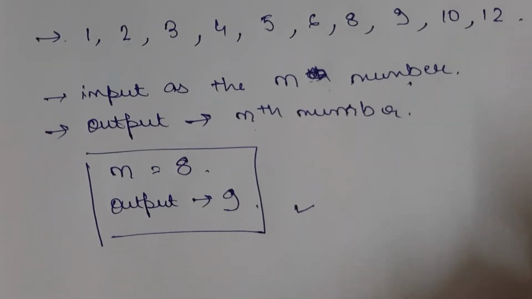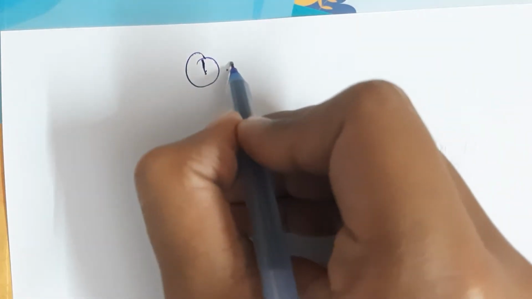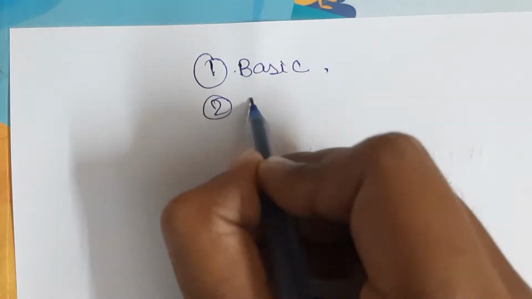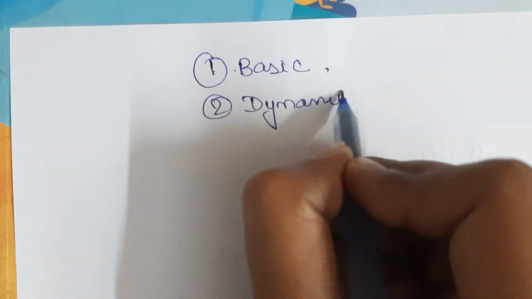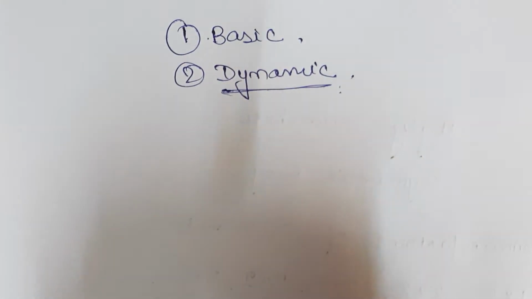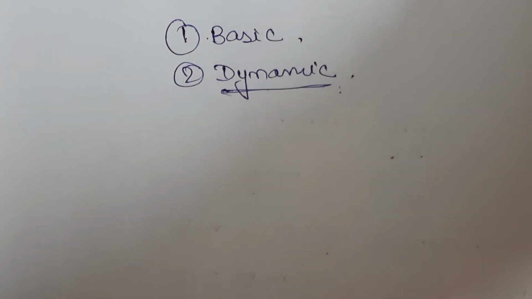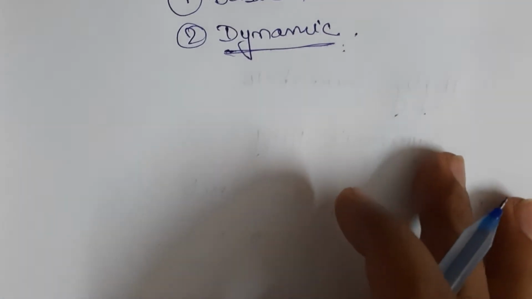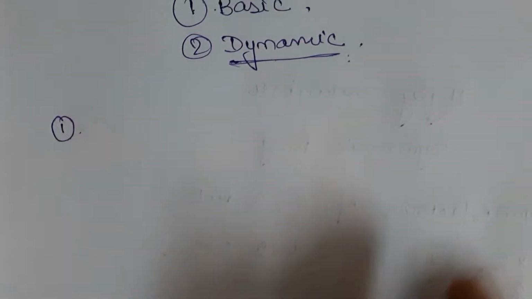So let us write the algorithm. This can be solved using two processes. Number one is the basic or raw process. Another is the dynamic process. Here we will see how this problem is solved using the dynamic process. I am writing the algo; you need to write the program according to the language you prefer.